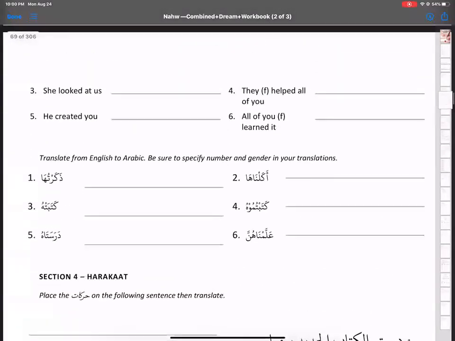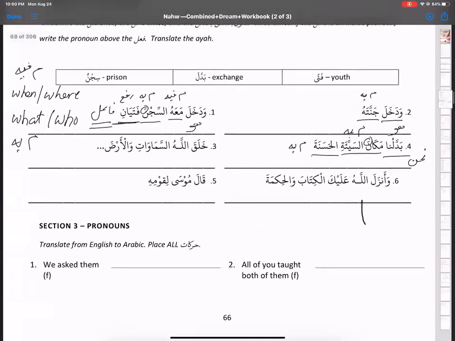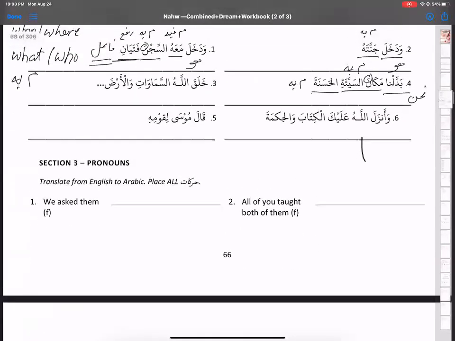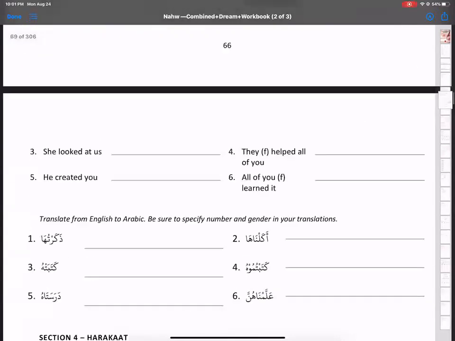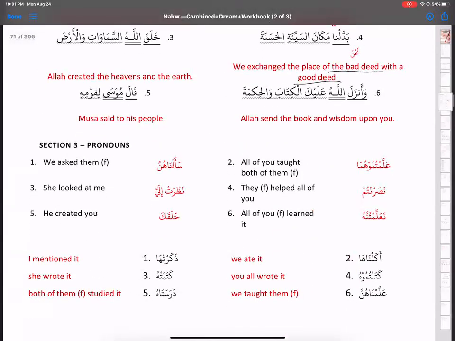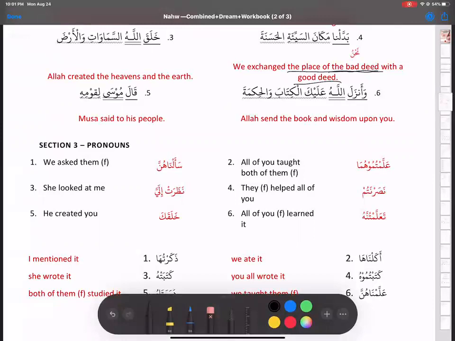Why did it say da, because there was al, so it should be da. Yes, then in translation it's a da. No, but the second one should be: we change the bad deeds with the good deeds. It should be with the good deeds. Yeah. The place of the bad deeds with the good deed. Yeah, with a good deed.